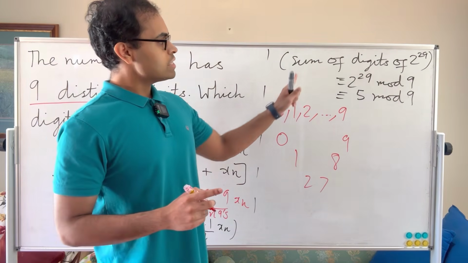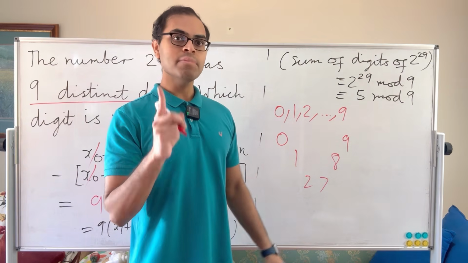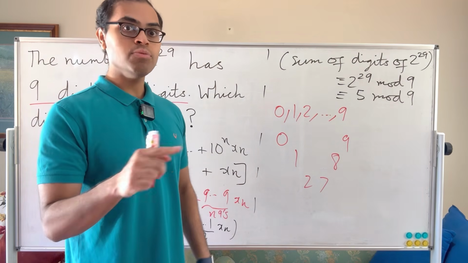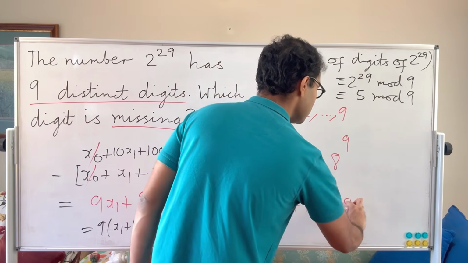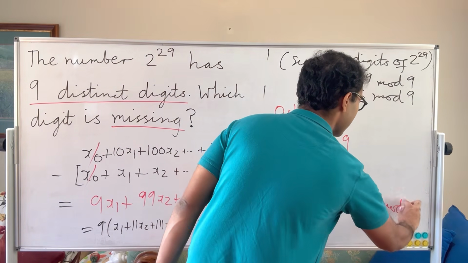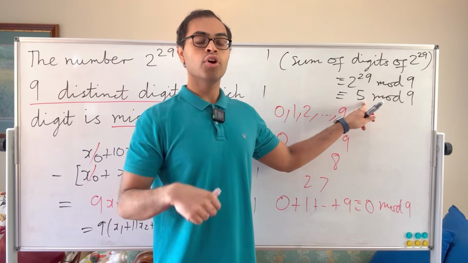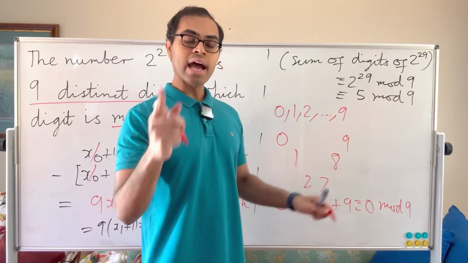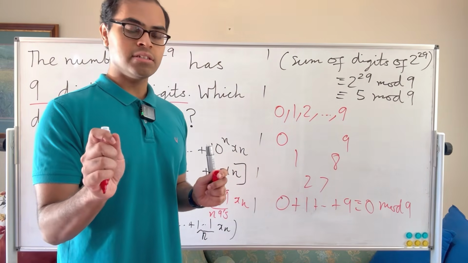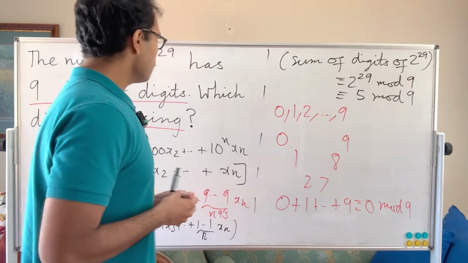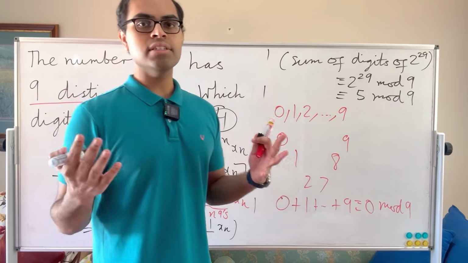So what that tells us is the sum of the digits of 2 power 29 is congruent to 5 mod 9. If we add the missing digit, we're going to have all the digits 0, 1, 2 up to 9, and we know that sum is congruent to 0 mod 9. It's just 45, so it's divisible by 9. That means the missing digit has to be something you add to 5 to make it divisible by 9. And that number is 4, right? 5 plus 4 is divisible by 9. So the missing digit has to be 4. So therefore, which digit is missing? The answer is 4. That's the answer to the problem, and I just find this such a beautiful problem.